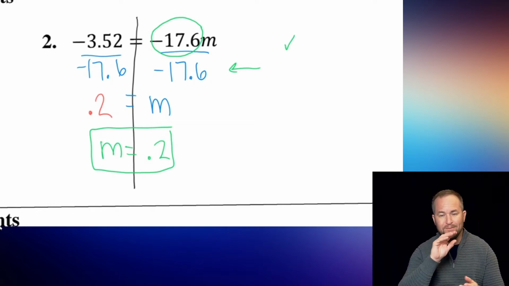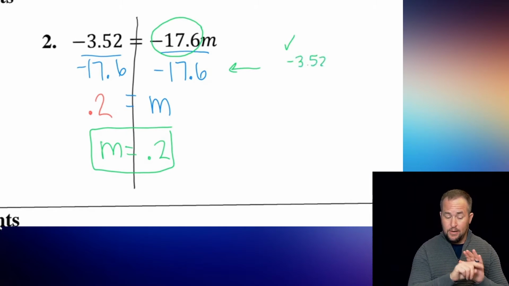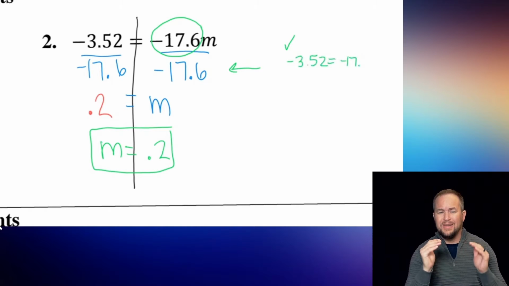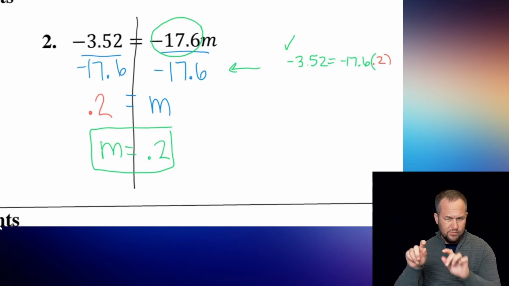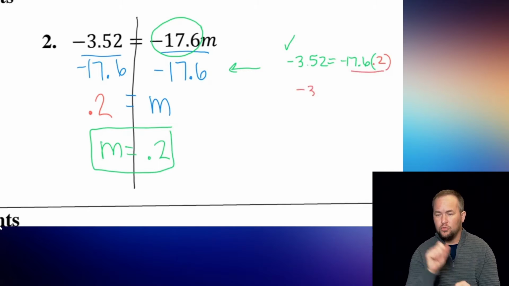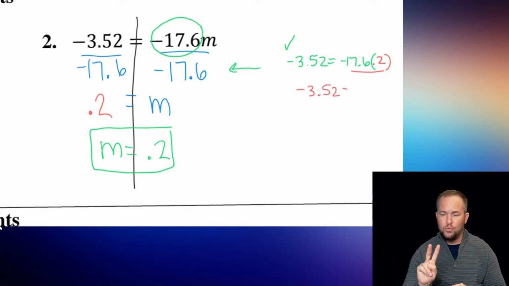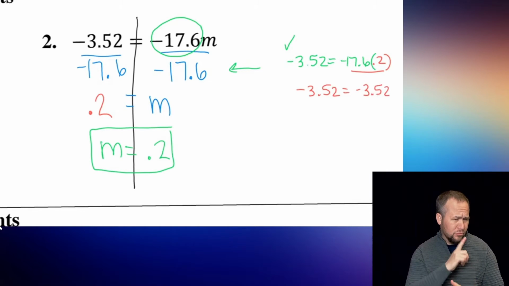And we are going to quickly do a check. So negative 3.52 equals negative 17.6 times m, and I'm going to replace the m with 0.2, and then when I multiply these two things out, I do in fact get negative 3.52 equals negative 3.52. So I know for sure I do have the correct answer. All right, let's look at some fractions.